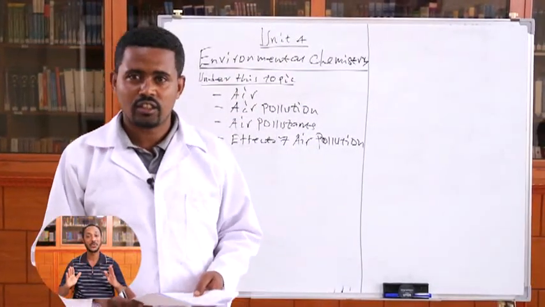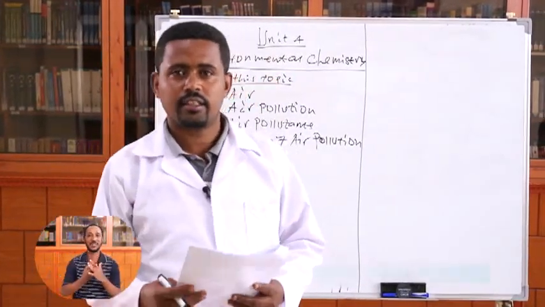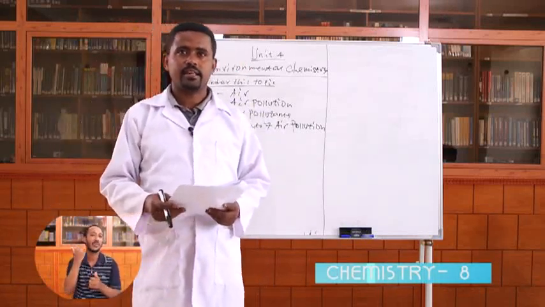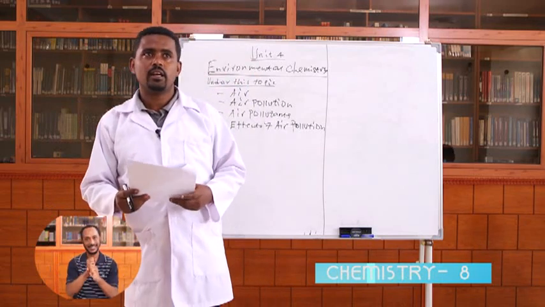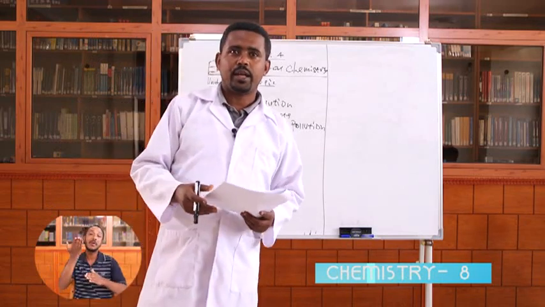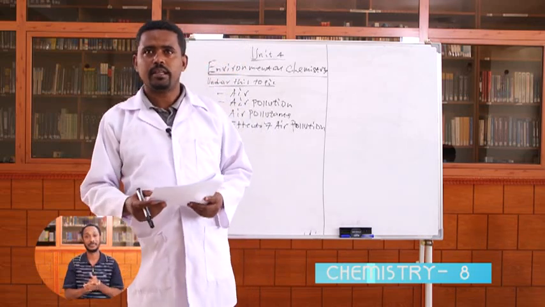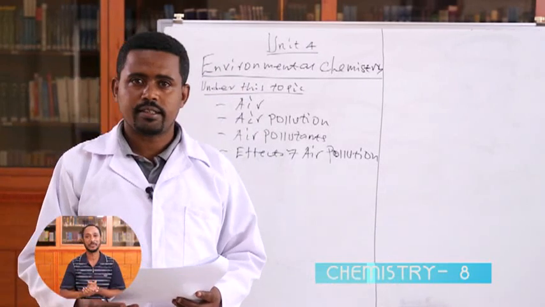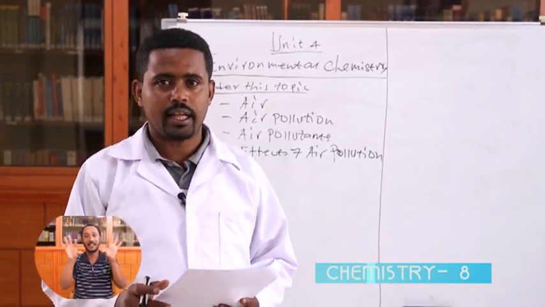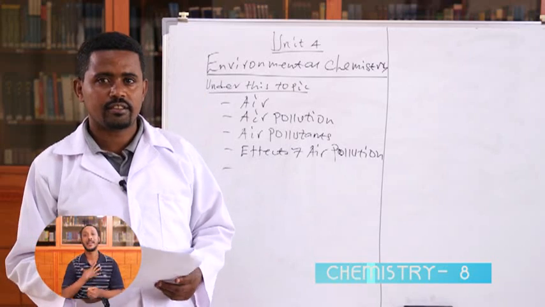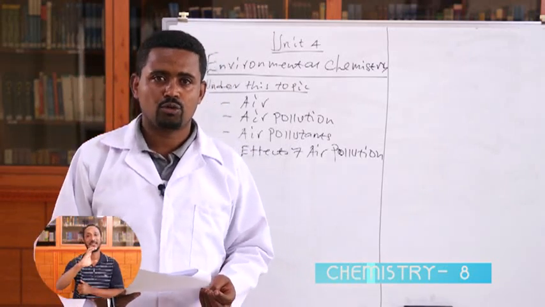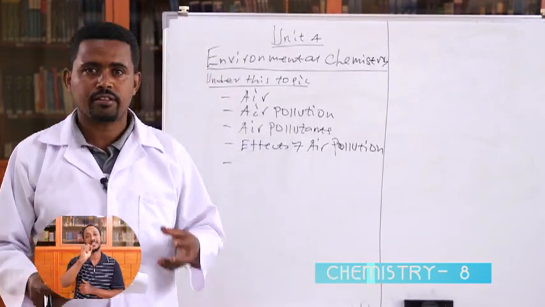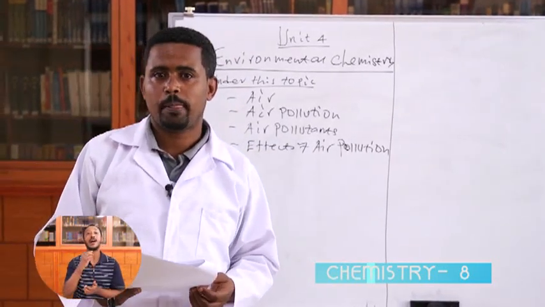To start our lesson, let's see what we have seen in our previous lesson summary. In our previous lesson, we tried to see the general characteristics of nonmetals and some important nonmetallic elements such as carbon, nitrogen, phosphorus, oxygen and sulfur, and their important uses.